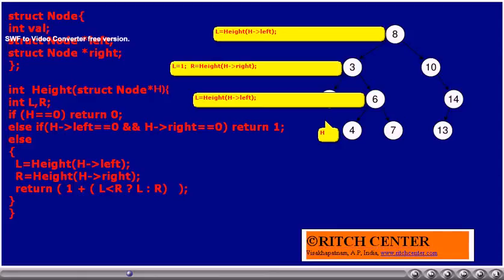However, the h is equal to 0 statement is executed, it is false. Then the leaf node check, that is h arrow left is equal to 0 and h arrow right is equal to 0 statement is executed, it becomes true, which means that this is a leaf node. Thus, the function call returns 1.